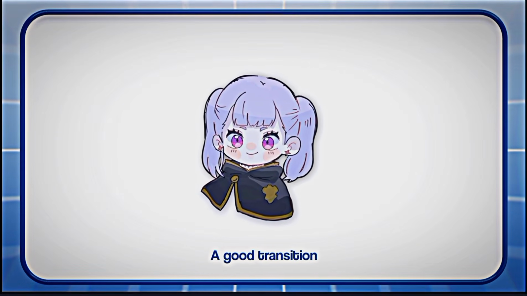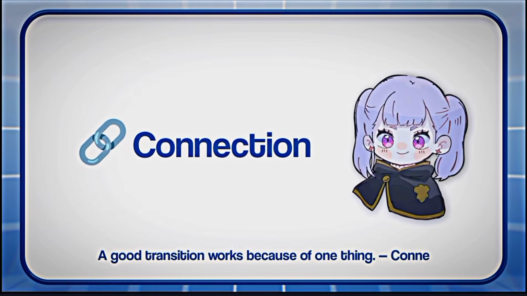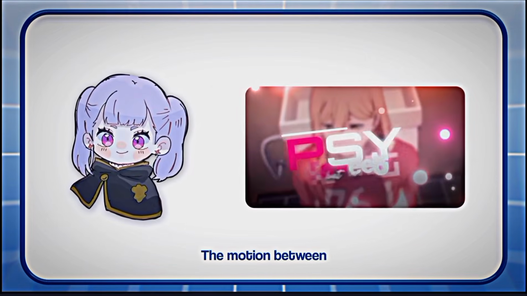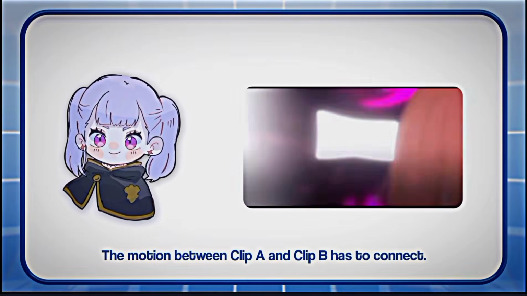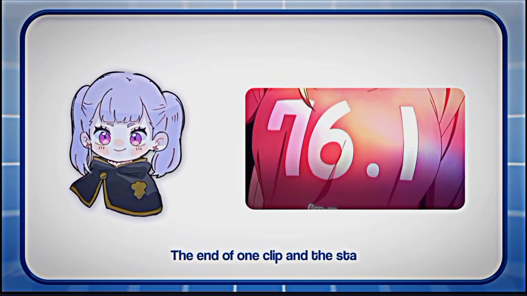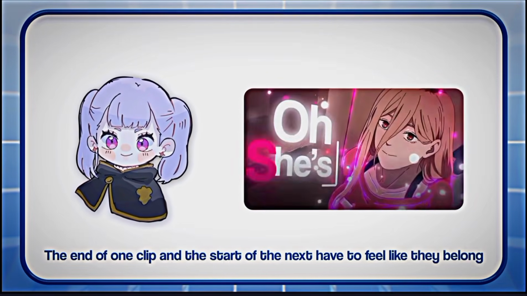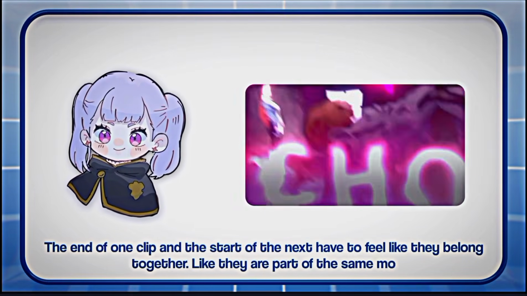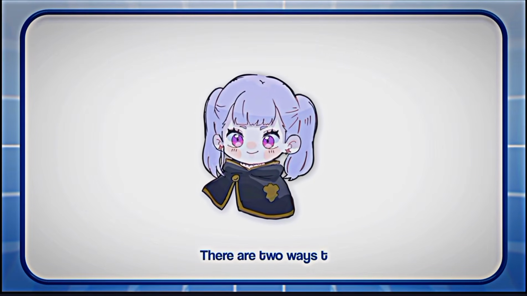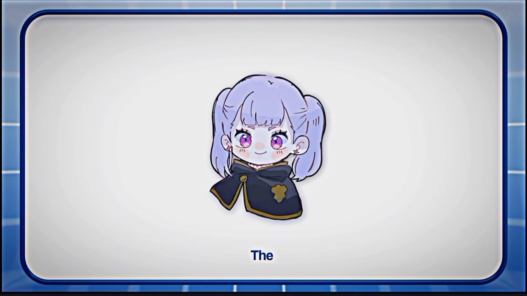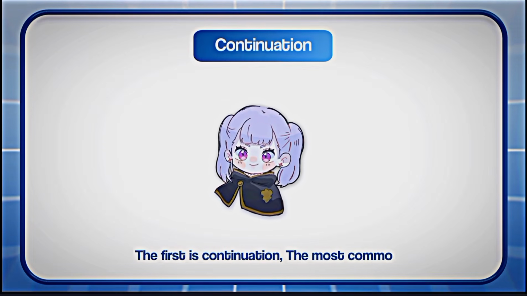A good transition works because of one thing: connection. The motion between clip A and clip B has to connect. The end of one clip and the start of the next have to feel like they belong together, like they are part of the same movement. There are two ways this connection happens. The first is continuation, the most common form.